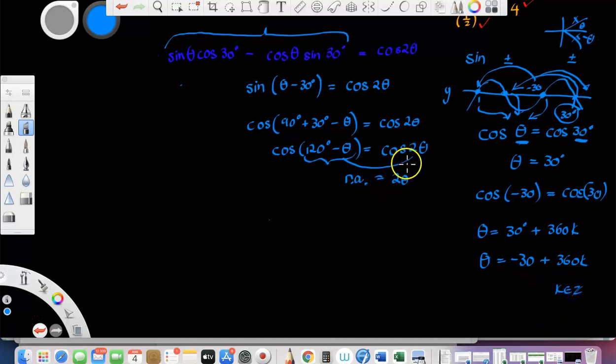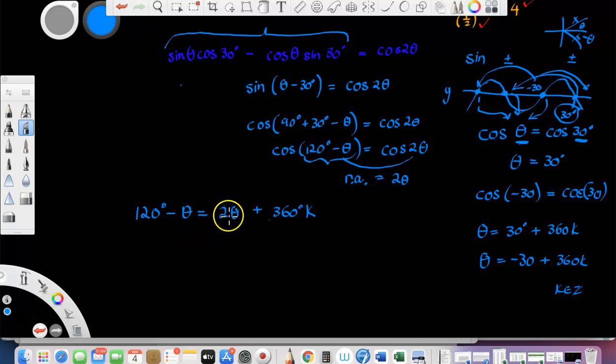And so that's what I need to do here, is I need to choose one of these as my reference angle. I'm going to do 2 theta. So that means that 120 degrees minus theta is equal to 2 theta plus 360 degrees times k. That's my one solution because I used cos. So let's just solve that.